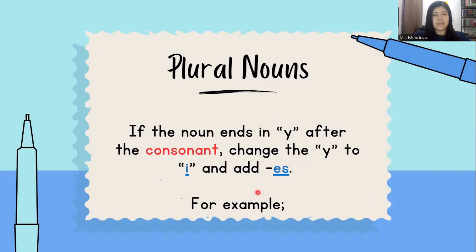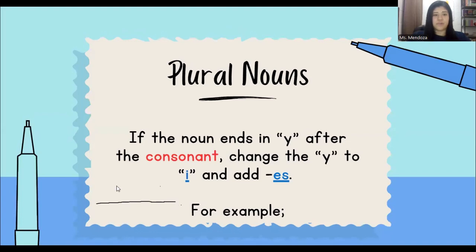Okay, so now that we know our vowels and we know our consonants, let's go back into our rule. If the noun ends in Y after the consonant, let's stop there and let's review. We know that we have a word. This is a mystery word. We do not know what the word is, but we do know that it ends in Y.